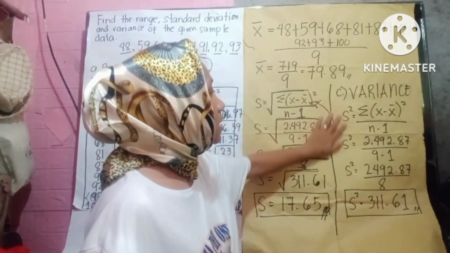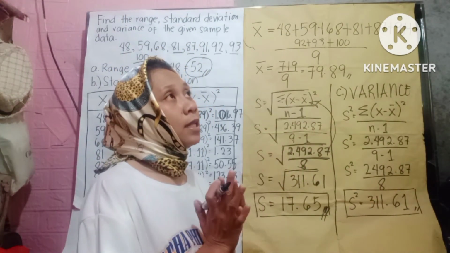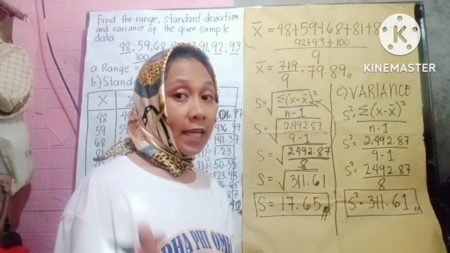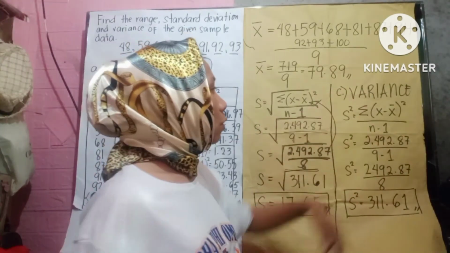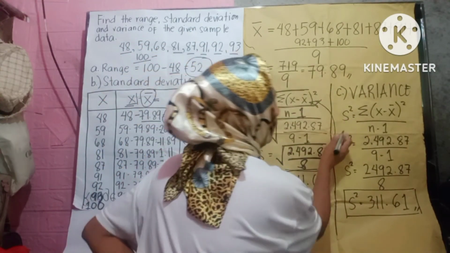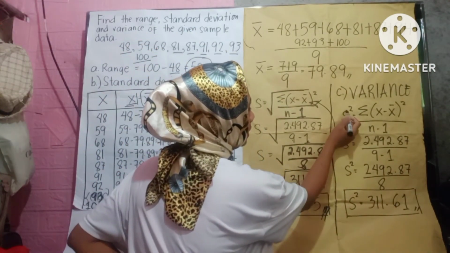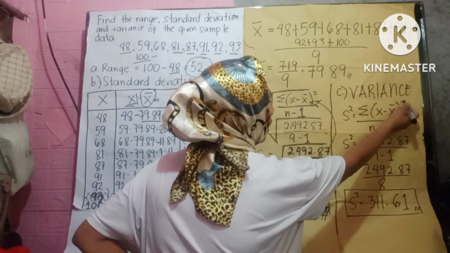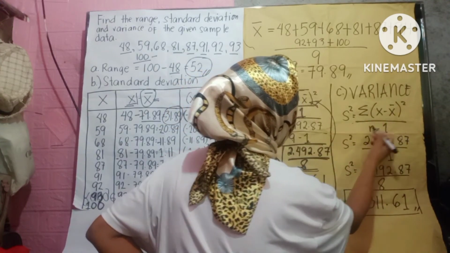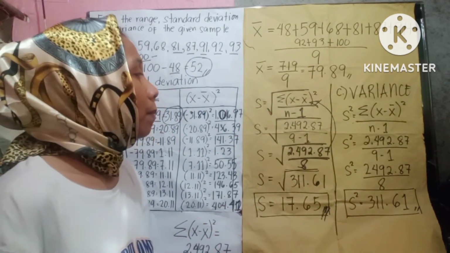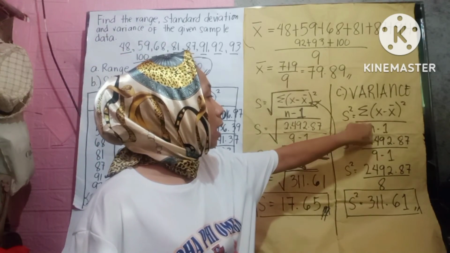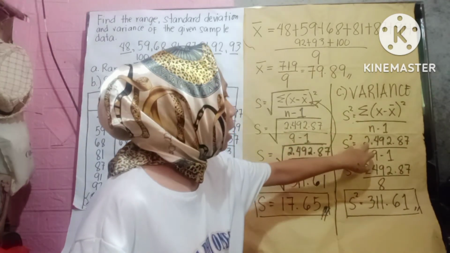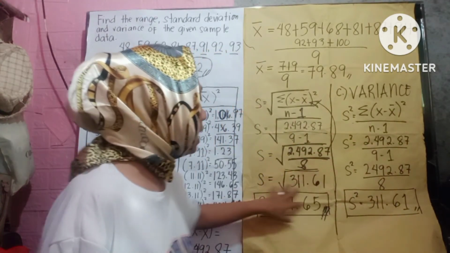So, variance, ang given na data is sample. So, ang gagamitin ko rin na formula is sample formula for the variance. So, ang formula ng sample variance is S squared is equals to summation of x minus x bar squared over n minus 1. So, ang equivalent nga ng x minus x bar squared is yung 2,492.87.